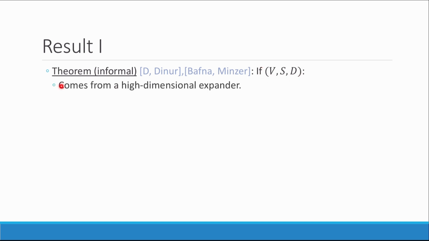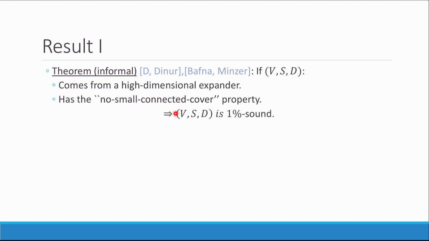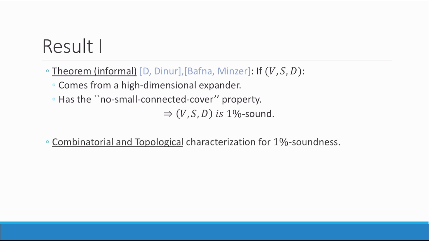So without further ado, this is precisely the result that we had in the first part of the work. If we have this triple V, S, and D, that first of all comes from what's known as a high-dimensional expander, which I will define in about two slides, and also has a topological property that is named the no small connected cover property, then our triple gives rise to a 1% sound agreement test. This theorem was proven both by us and independently by Mitali Bafna and Dor Minzer, who also have a paper on this in STOC.